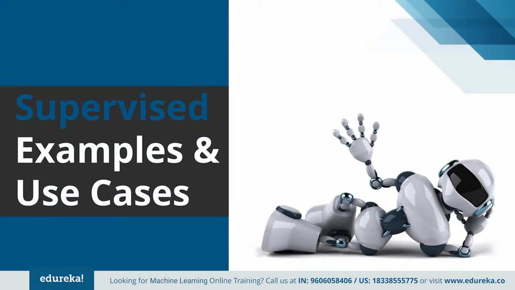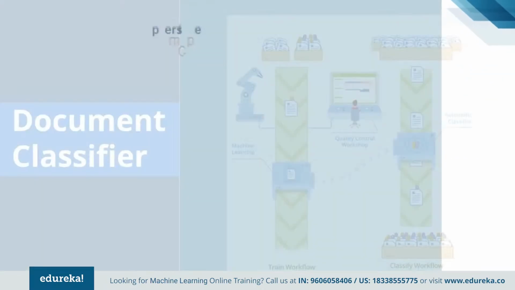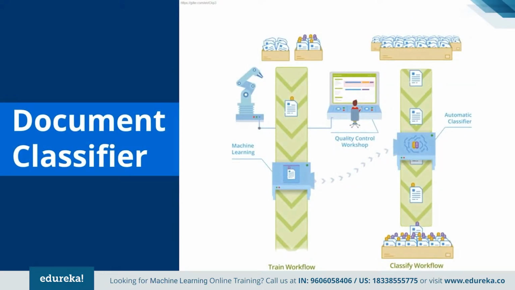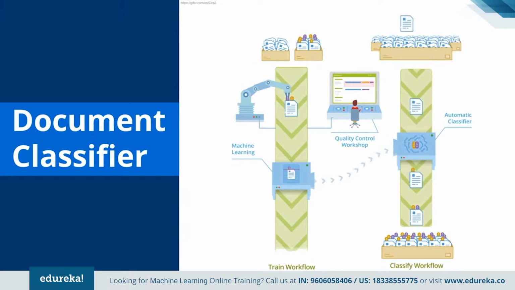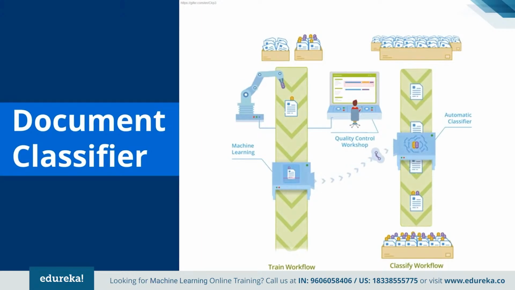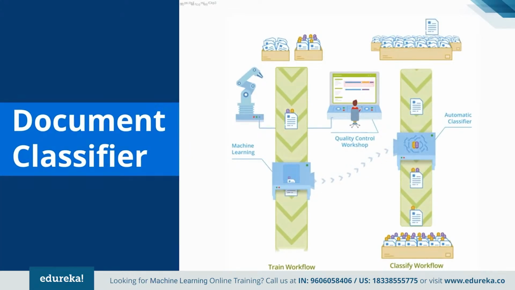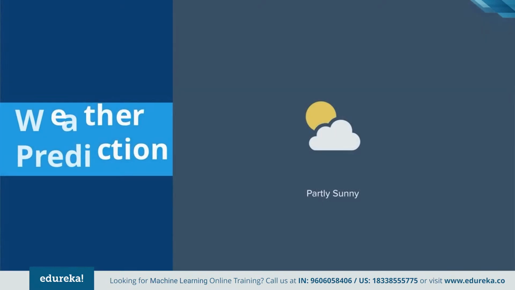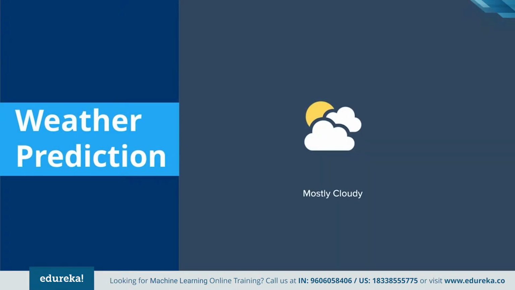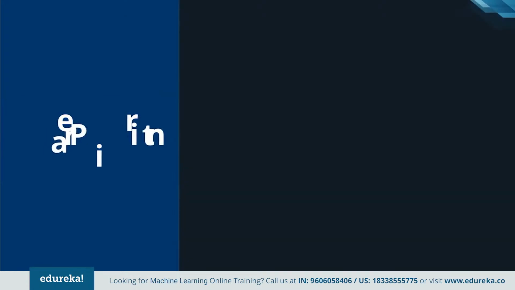Now let's see some of the popular use cases of supervised learning. Starting with document classifier. The machine or the model is trained with a training dataset. Once trained, the machine can easily classify and sort the documents based on some criteria. Fine. Next is the weather app. Based on some prior knowledge, like when it is sunny, the temperature is higher, or when it is cloudy, the humidity is higher, and so on, the weather app is predicting the parameter for a given time.